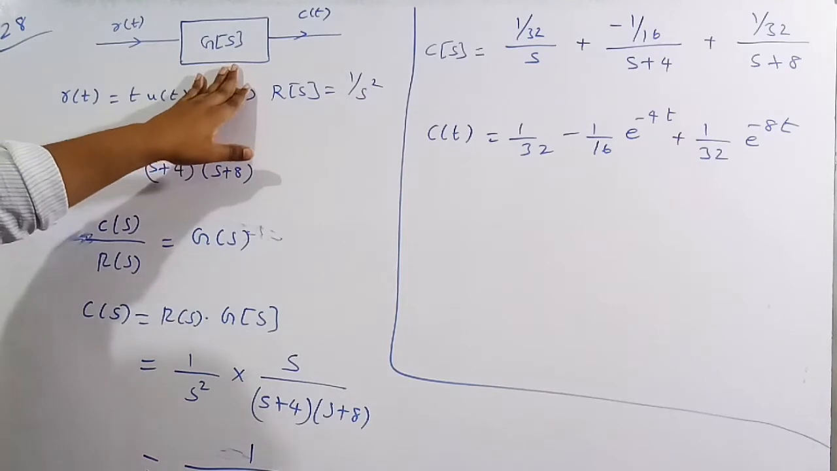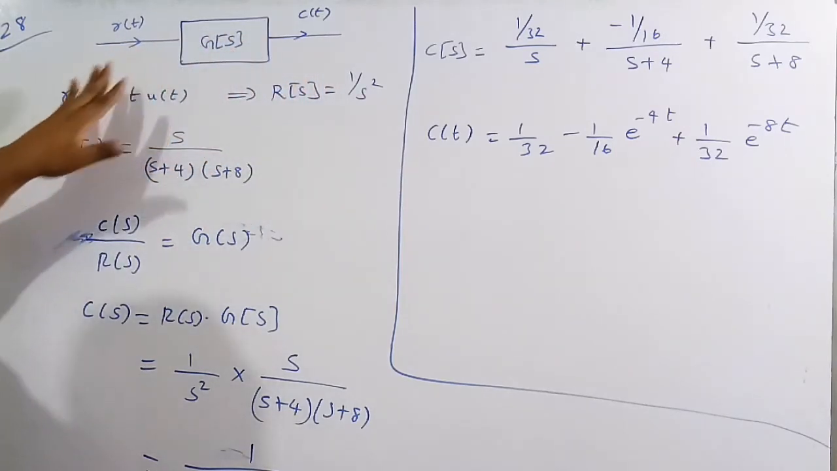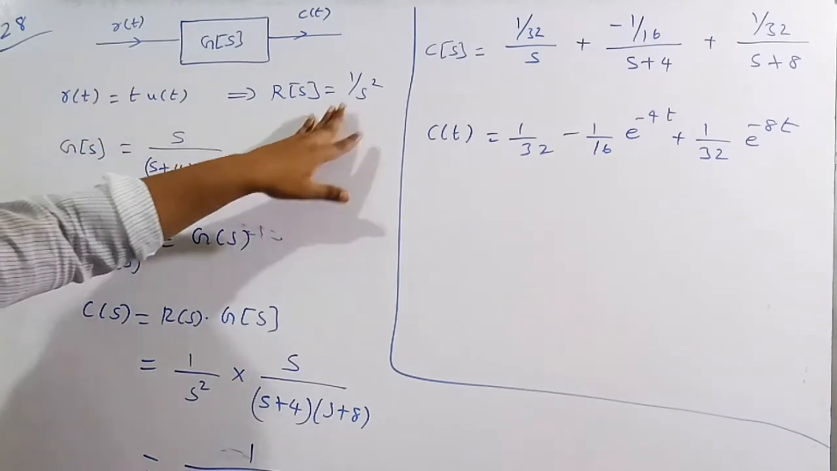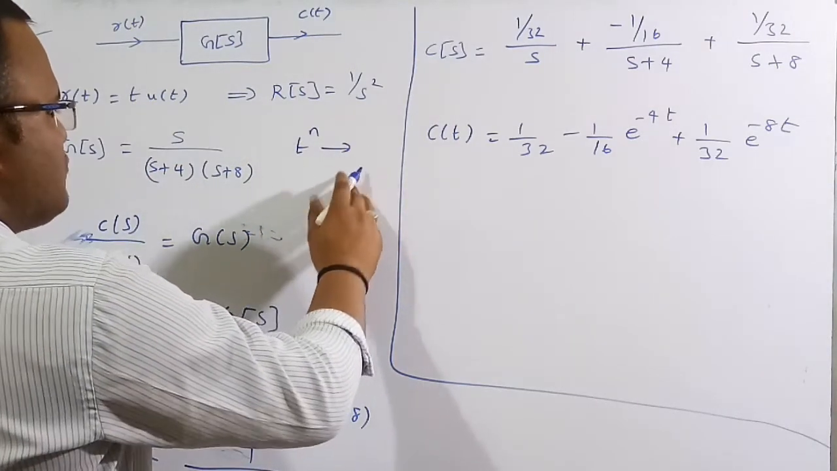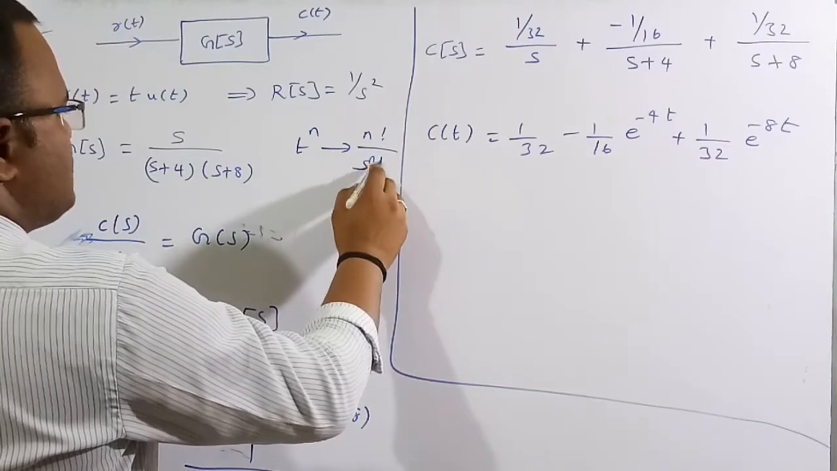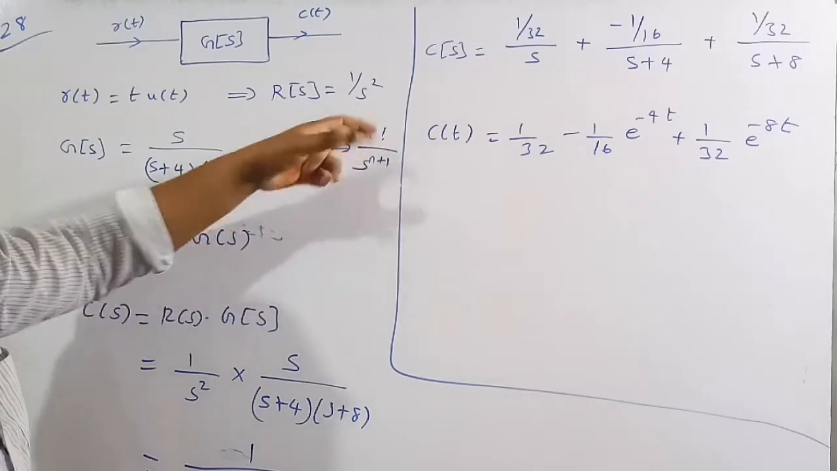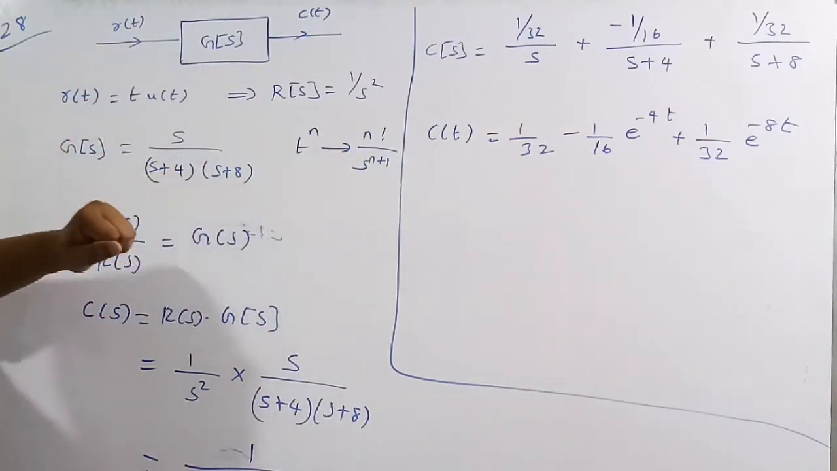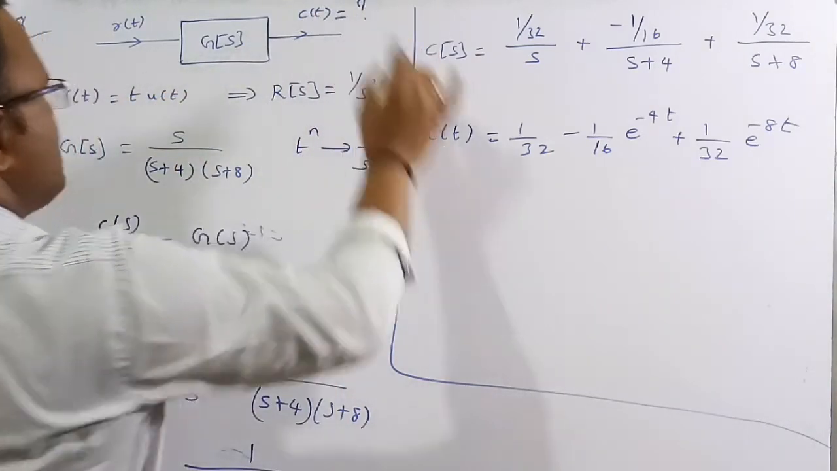So let's solve this numerical. This is a transfer function box, where the input is r(t) and the output is c(t). Here the input is a ramp input, meaning r(t) is equal to t into u(t). In the Laplace domain, R(s) is equal to 1 by s squared, since for t to the power of n the Laplace transform is n factorial by s to the power of n plus 1. Here n is equal to 1, so 1 factorial by s to the power of 2, which is 1 by s squared. And G(s), the transfer function, is s by (s plus 4) into (s plus 8). Now I want to figure out the time domain expression for this response.